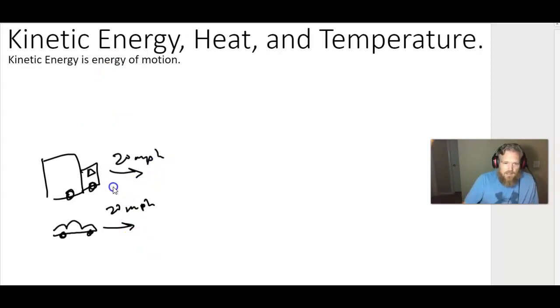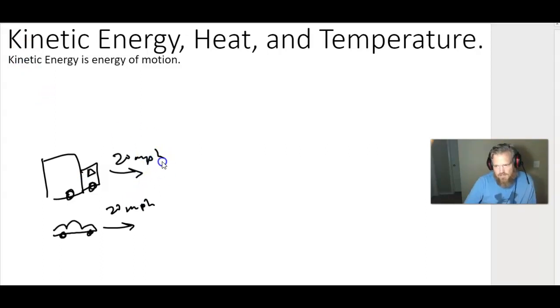Now, how do we know? In this case, the bigger it is, the faster it's going, the more kinetic energy it has. And the way we can see that is by when it impacts with something. So when this truck hits something, it's going to have much more energy and cause that much more damage.